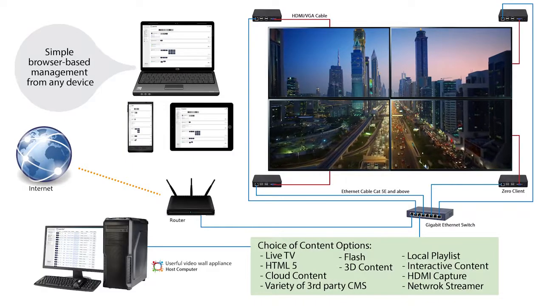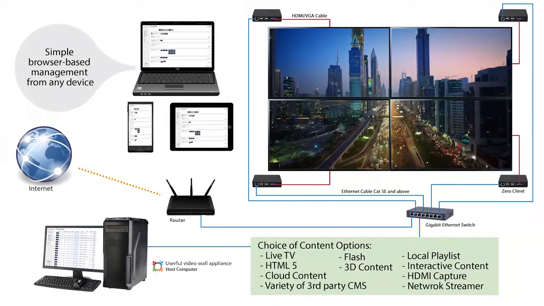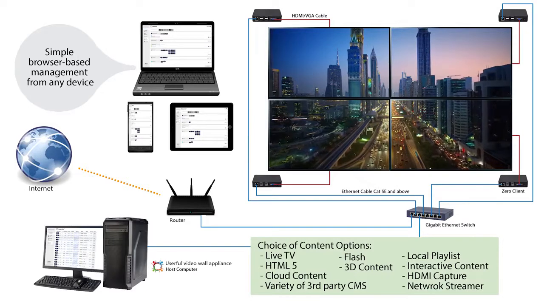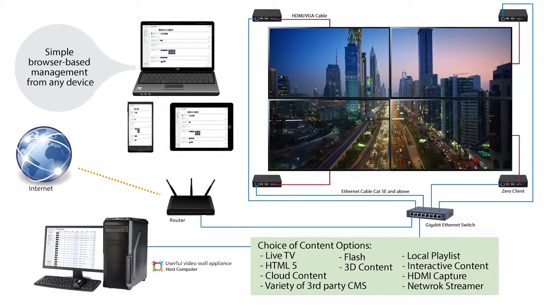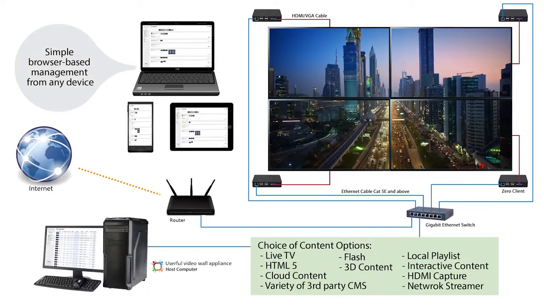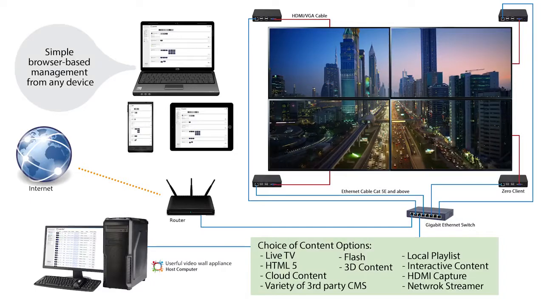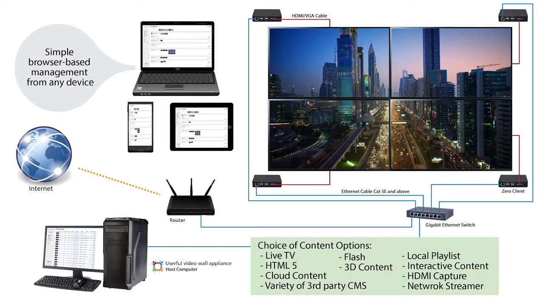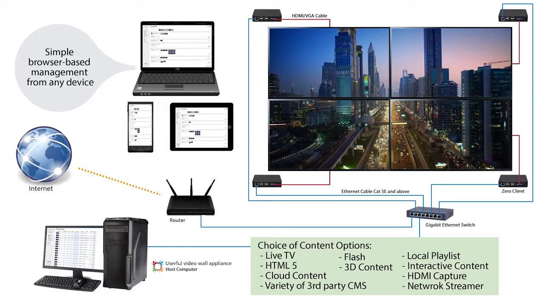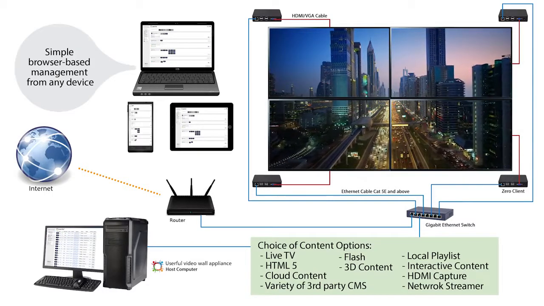This diagram shows a standard setup of the USERFUL video wall controller. Here you see the USERFUL video wall appliance connected to the Ethernet switch, either gigabit or 10 gig depending on your configuration. A minimum of Cat5e is required. The USERFUL video wall appliance gives you a wealth of content options to display your content, most of them without needing external interfaces. Remember, for HDMI capture, you will need an HDMI capture card.